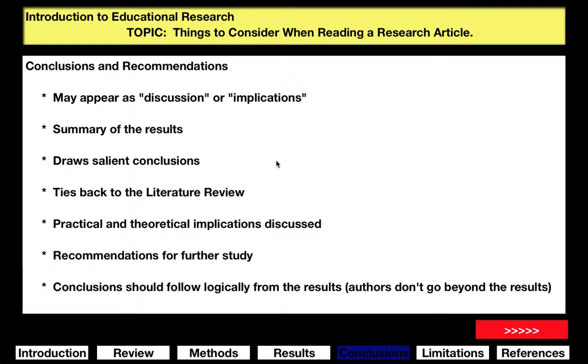The conclusion section may not be labeled as conclusions. It may be called discussion or implications. It's the summary of the results. And here the researchers then sort of interpret the data. They interpret the data that they have analyzed, and so then they talk about conclusions that they draw. It should lead back to the literature review. They'll talk about practical and theoretical implications, probably recommendations for further study.